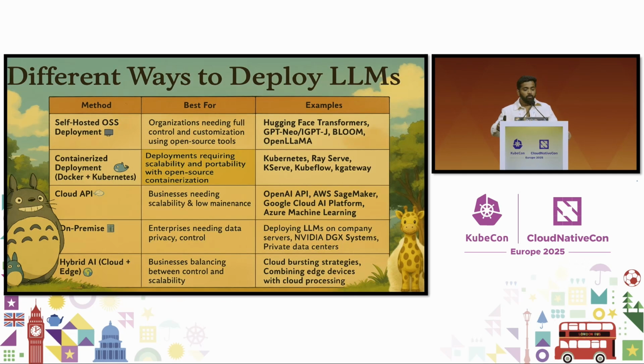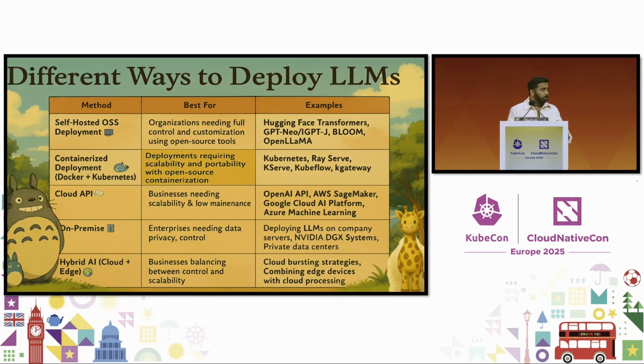This is one of the diagrams I would like to show. Here we can see that we deploy on self-hosted open source LLMs. Let's say we want full control of whatever we are doing, but that needs infrastructure, and we also need in-house expertise, right? For this, one of the really popular options is Hugging Face. Then there are GPT-J, Bloom and OpenLLaMA. These are some of the examples which people try.